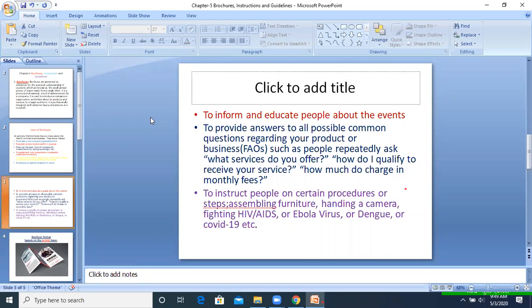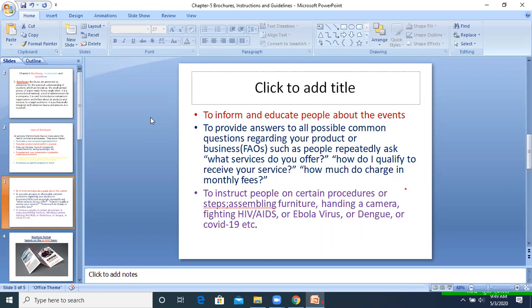Okay, let me brief some of the three points mentioned here, especially regarding the use of the brochure to inform and educate. Here, educate means to give education. To inform and educate people about the events. I have already made this clear to you. Here, events does not mean accident or incident. Here, events means function or program. Okay, keep in mind.